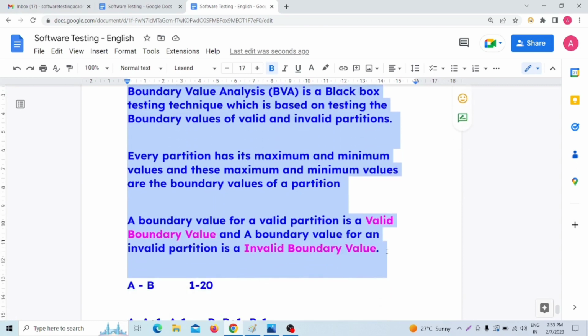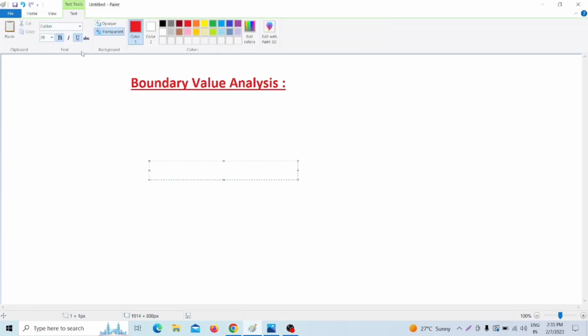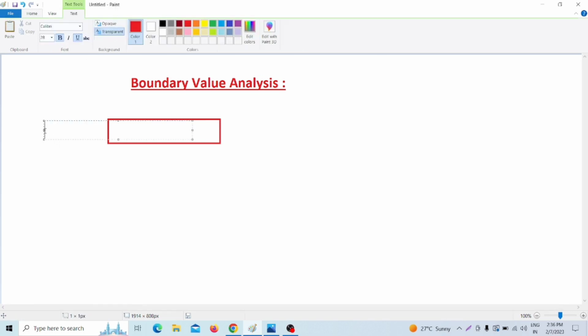Okay, so now this is a basic example. Let's try this example with another scenario to get a clearer picture. Suppose there is a text field. So this is a text field, and I am naming it the text field.